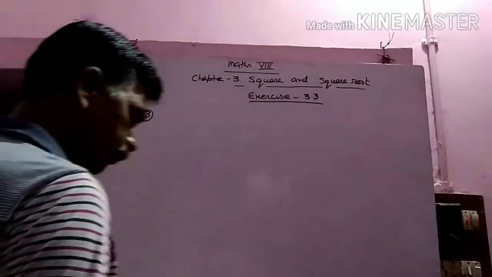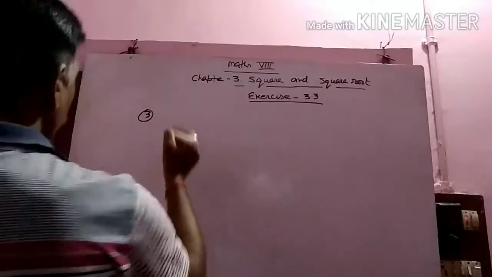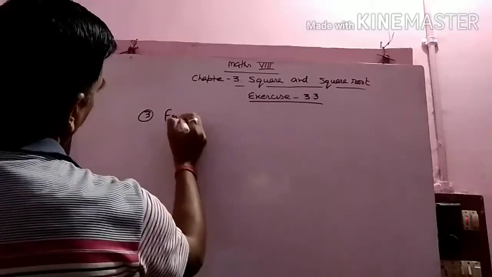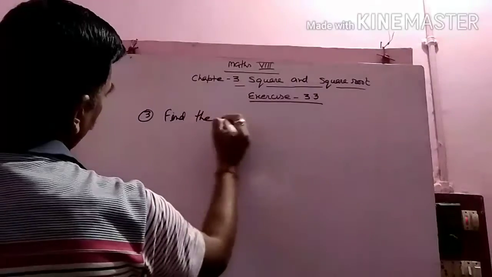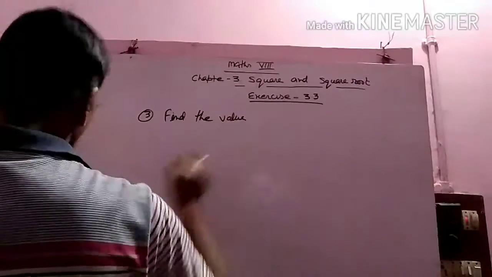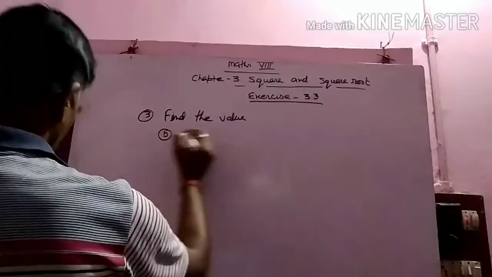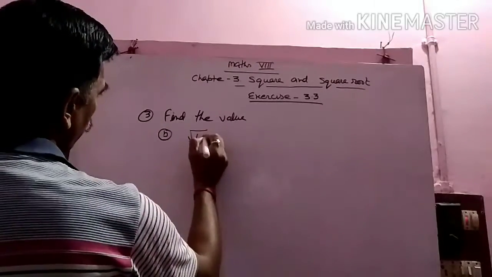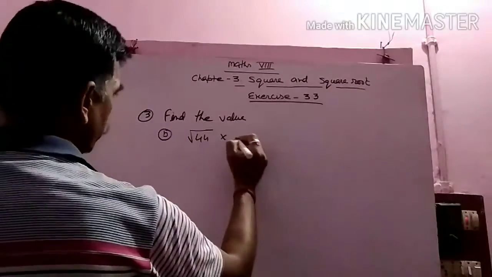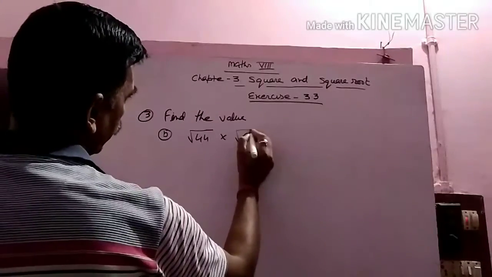Question number 3. Find the value. B. Root under 4 and next one is root under 9.